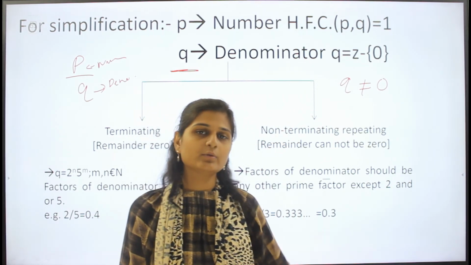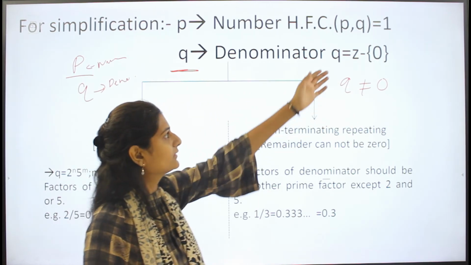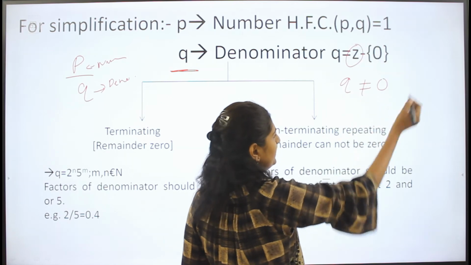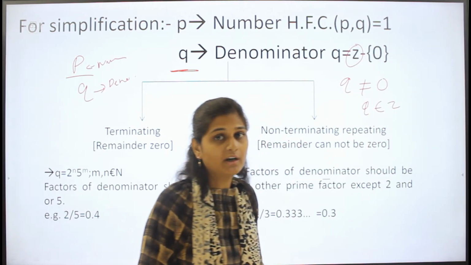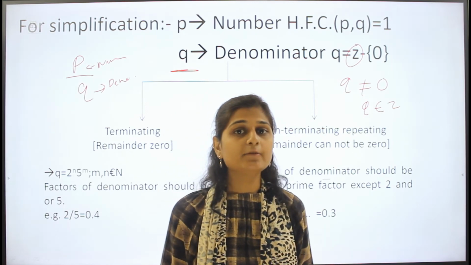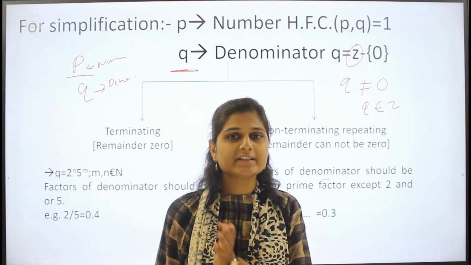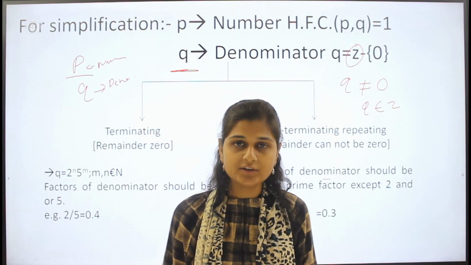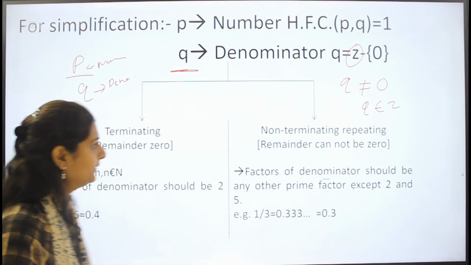Okay, because if q is equal to 0, then it will become infinity. So that condition they have given, and they have given Z, so that means q should belong to Z. Now Z is what? Z is our set of integers which contains negative, positive and 0. So q should be an integer and it should not be equal to 0. Okay, so that we have given.